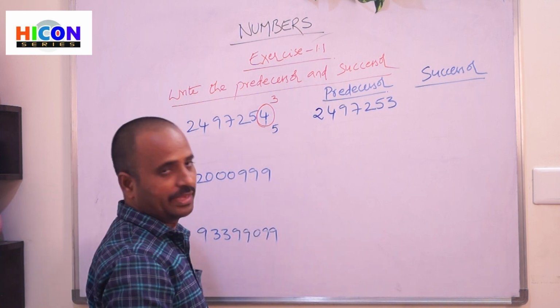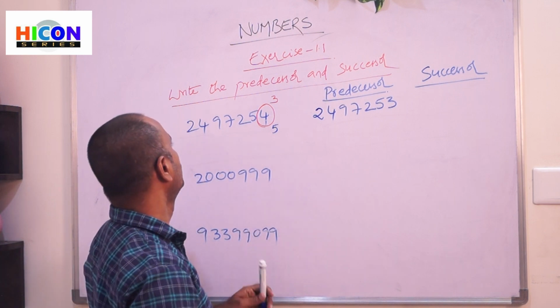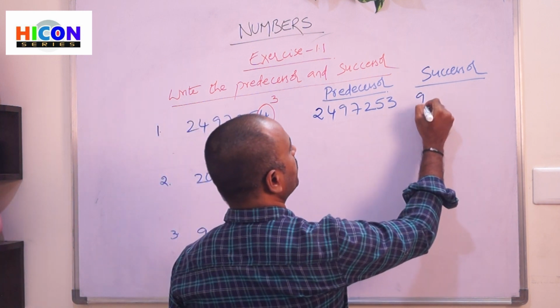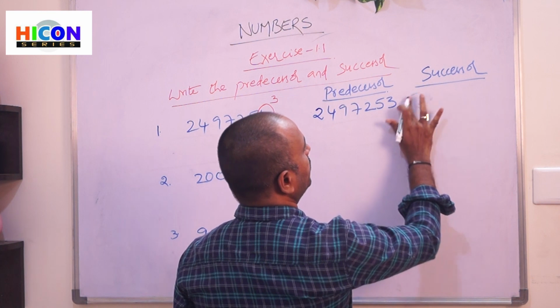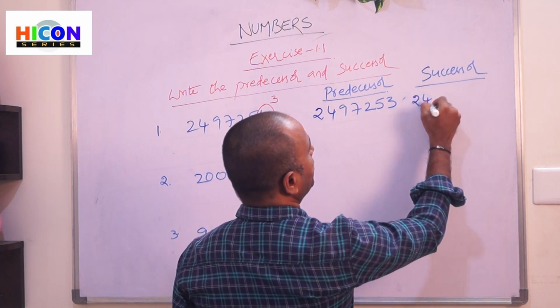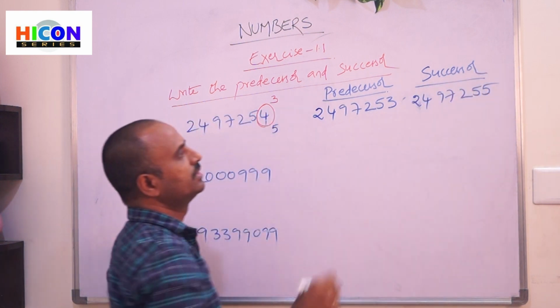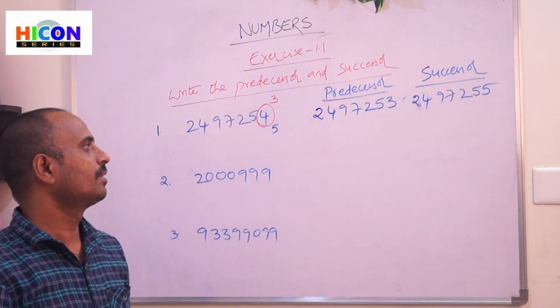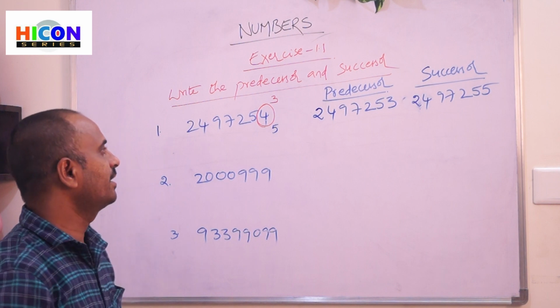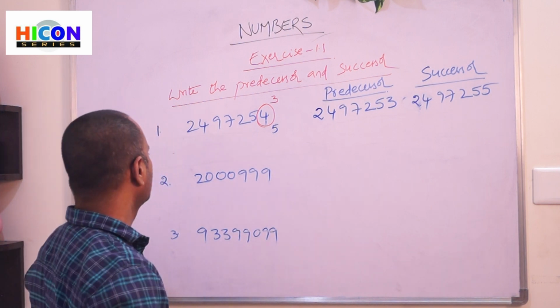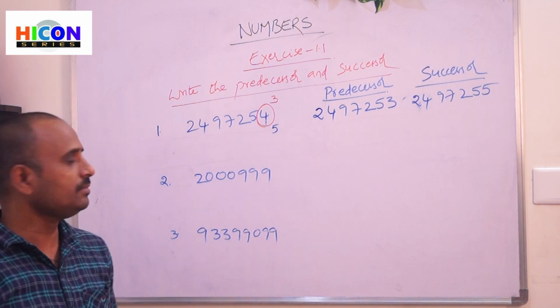So the successor will be 24 lakh 97,255. So this is the successor. In this way we can write the predecessor and the successor. So children, look at the second problem.